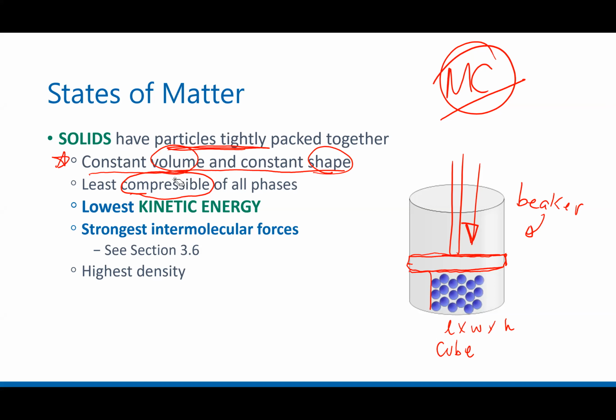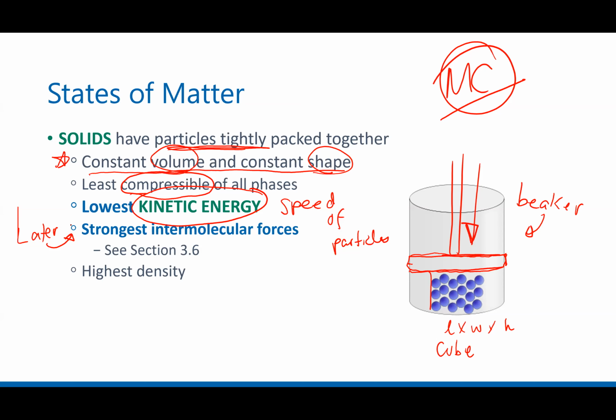In terms of the speed of these particles, remember, kinetic energy is the speed or motion of the particles. Solids stay in the same place. They have the lowest kinetic energy. This I'm going to come back to later. I'm not going to talk about it today because we're not ready for this. But in section 3.6, towards the end of this chapter, we're going to look at something called the intermolecular forces. These are the forces between the molecules in a compound or in a sample, and we're not ready for that yet, so I'll come back to that later.